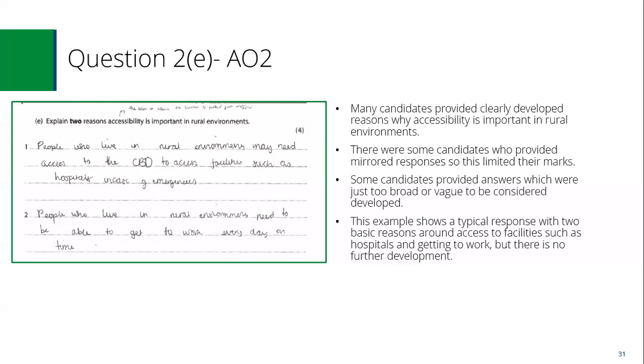This example here shows a typical response with 2 basic reasons around access to facilities such as hospitals and getting to work. But there's no real further development of those points. So people who live in rural areas may need access to the central business district to access facilities such as hospitals in case of emergencies. But again, it just needs that development. People who live in rural environments need to be able to get to work every day on time. Again, vague, far too broad for us to actually fully accept.